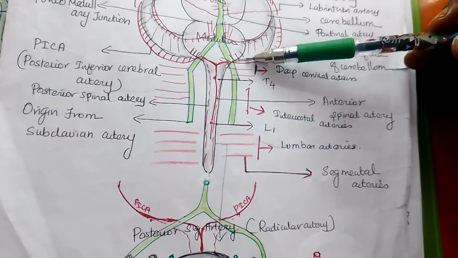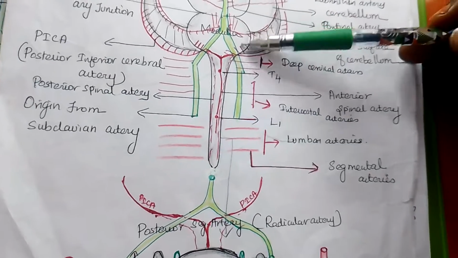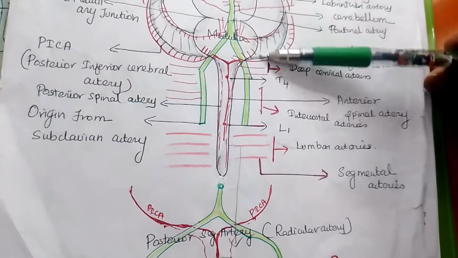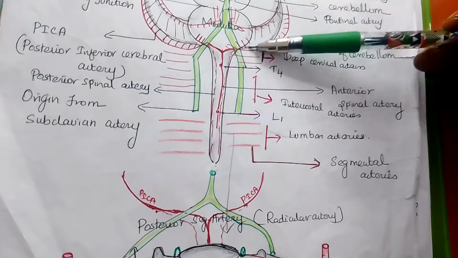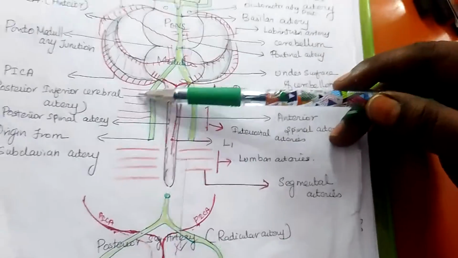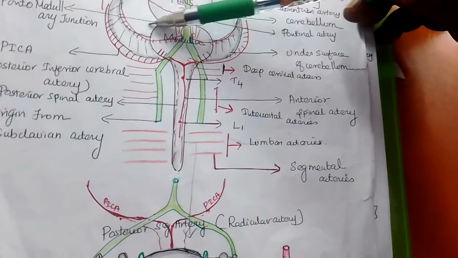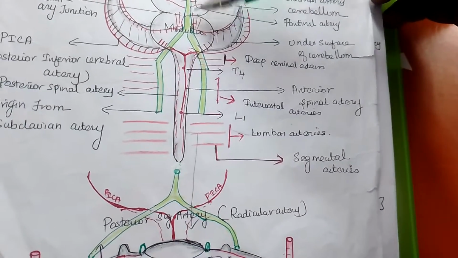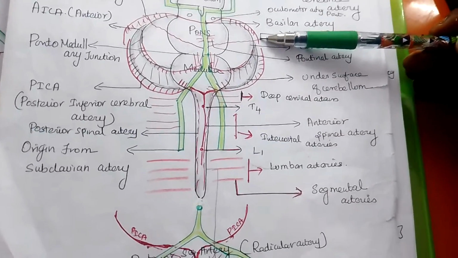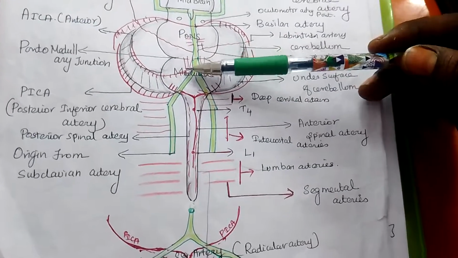Near the basilar artery, under the surface, there is an artery supplying both sides. That is called the posterior inferior cerebral artery. It is called PICA. Just above, there is an artery which is supplying the under surface of the cerebellum on the anterior side. It is called the AICA, anterior inferior cerebral artery. This also supplies some portions of the pons.